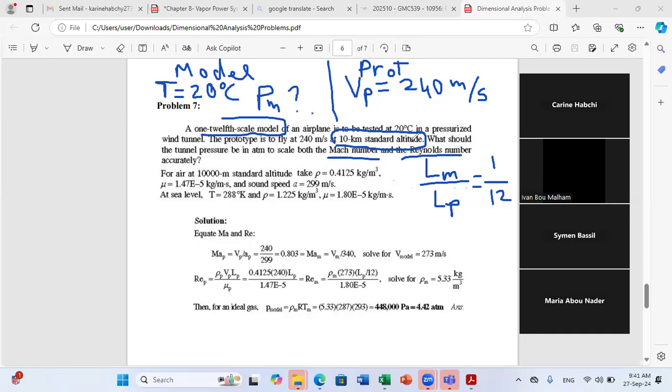They gave us the altitude. From tables, we can search for air at 10 kilometer altitude. What is rho? This information will allow you to determine rho of the prototype. So rho prototype for 10 kilometer standard altitude is 0.4125 kilograms per meter cubed.